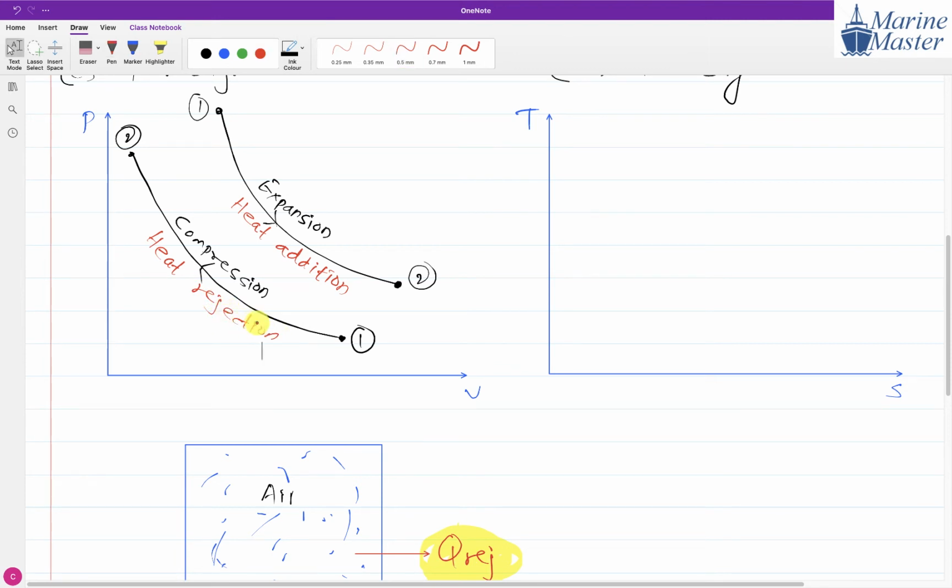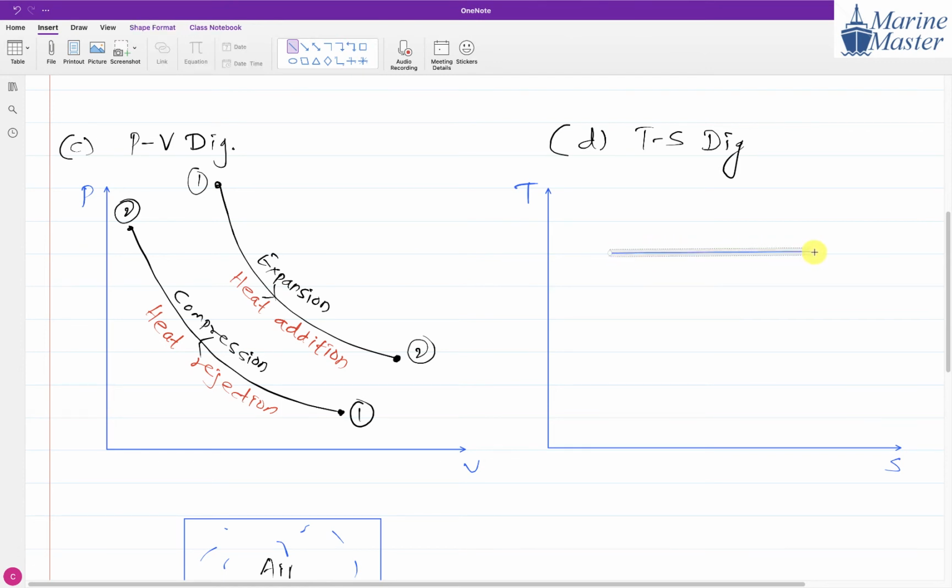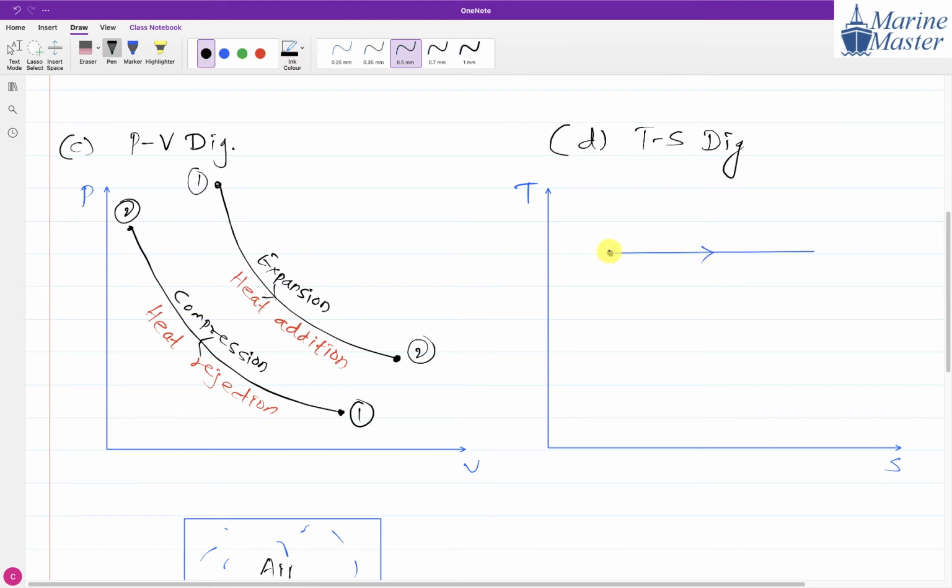Now we will come to the TS diagram. Can you guess how the TS diagram will be here, because temperature is constant? Sir, it will be a straight vertical line? No, it will be a horizontal line, sir. As the temperature is constant, it must be a horizontal line. So what can we say here? 1 to 2.